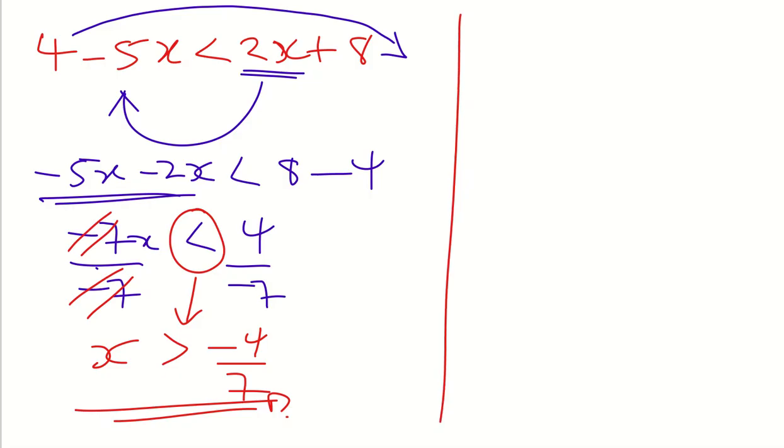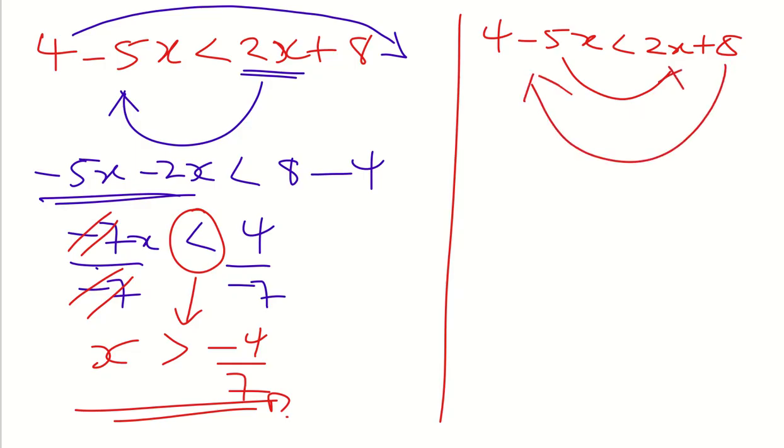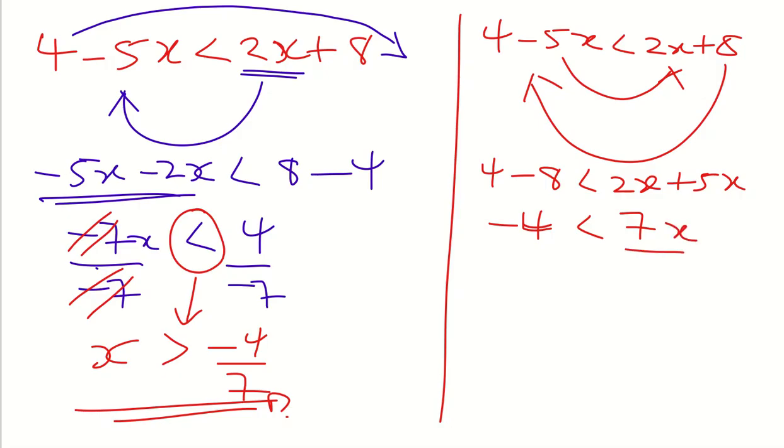Or else, we can always use this other process where you say 4 minus 5x less than 2x plus 8 like this. Move the x to one side and the 8 to the other. So 4 minus 8 is less than 2x plus 5x. 4 minus 8 gives negative 4, and 2x plus 5x gives 7x. You now divide both sides by 7, so negative 4 over 7 is less than x.